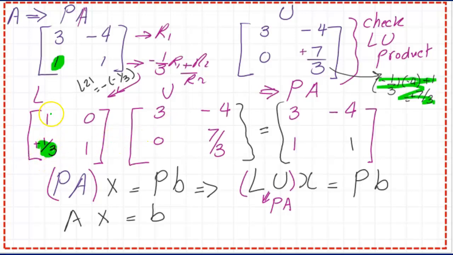This is one third of the first row added to the second row. So we expect to have 1/3 times 1 plus 0, we have 1. 1/3 times minus 4 plus 7 over 3, we have 1 here. We will compare this matrix and this matrix. We find them identical. This is the matrix PA, which we have obtained from swapping the second row to the first row: 3, minus 4, 1, and 1.